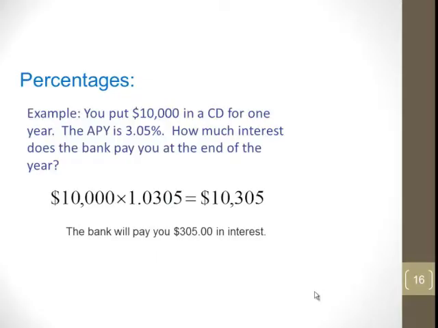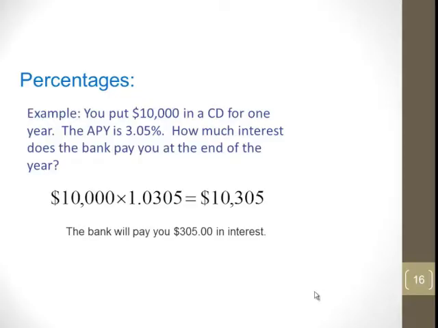For example, let's say you open a CD and you put $10,000 in it for 1 year. If the annual percentage yield is 3.05%, how much interest are you going to earn? One of the best things to do is when you're going to be adding to an original amount, you're going to take 100% of that amount and then add the percentage in that is extra.